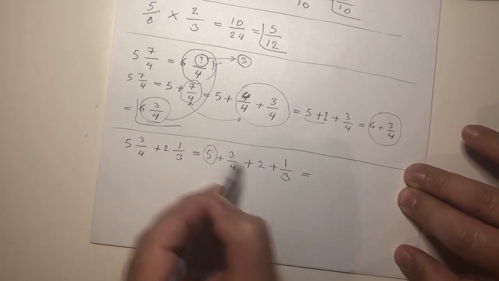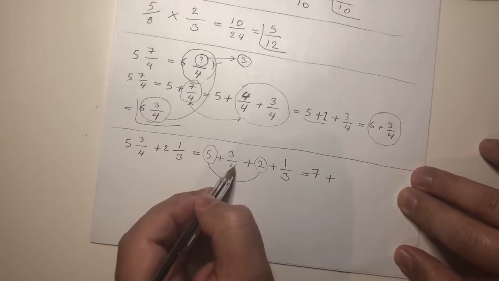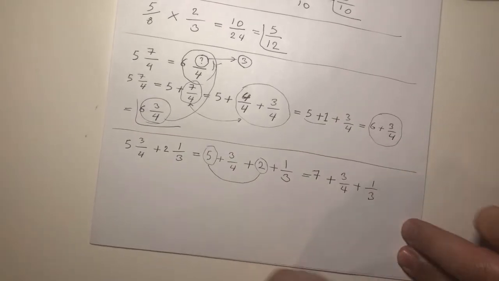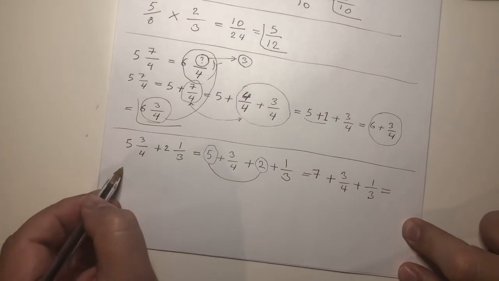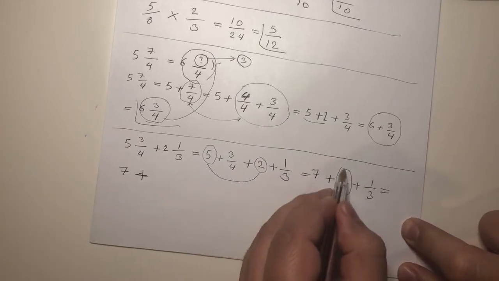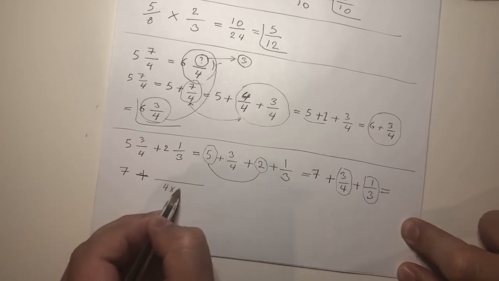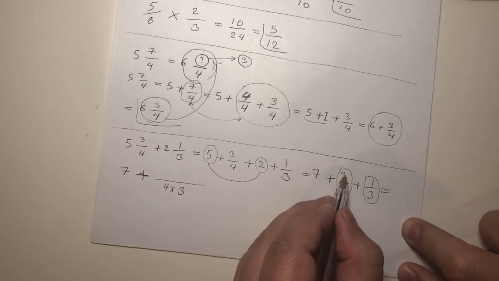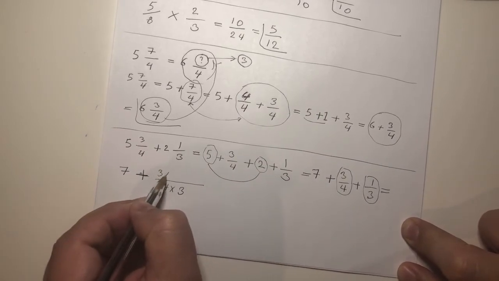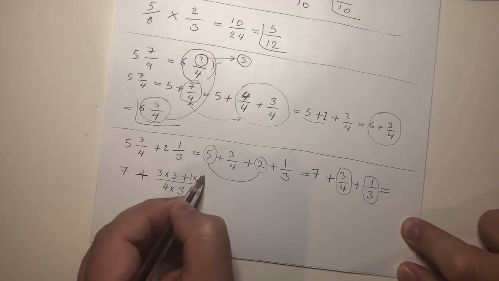Now you can simply add this and this. The result becomes 7 plus 3 over 4 plus 1 over 3, right? In order to add these two numbers, we have to find the common denominator. The common denominator is 4 multiplied by 3. So 4 has been multiplied by 3, and we do the same for the numerator. 3 multiplied by 3 plus 1 multiplied by 4.